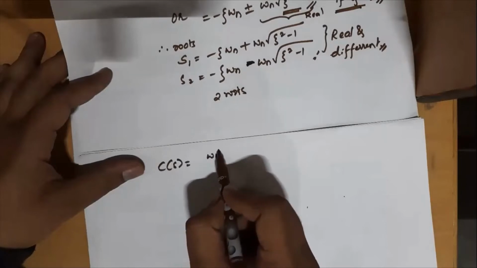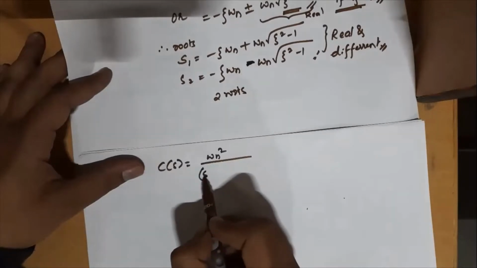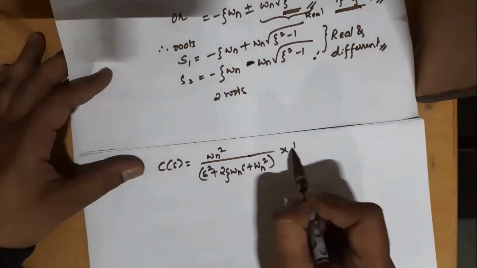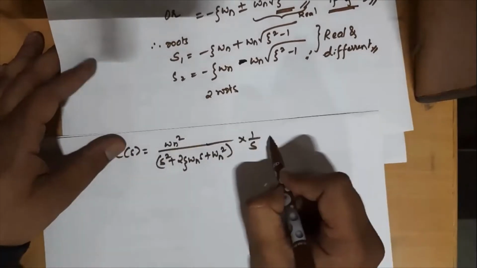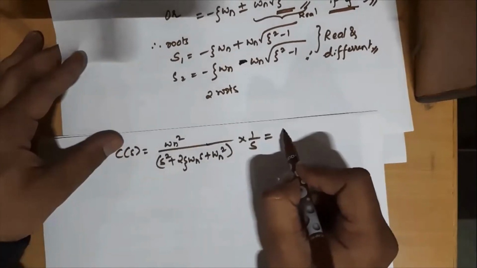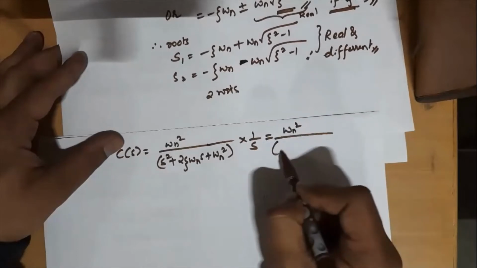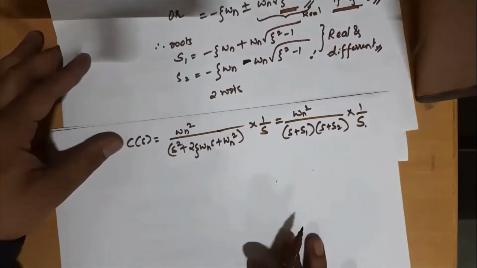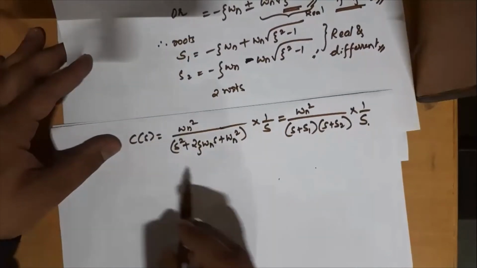So let me rewrite the expression for the standard second order transfer function with input as follows. So this is equal to omega n square divided by s plus s1 into s plus s2 into 1 by s. Is it correct? Can I write like this? Omega n square divided by s plus s1 into s plus s2 into 1 by s.